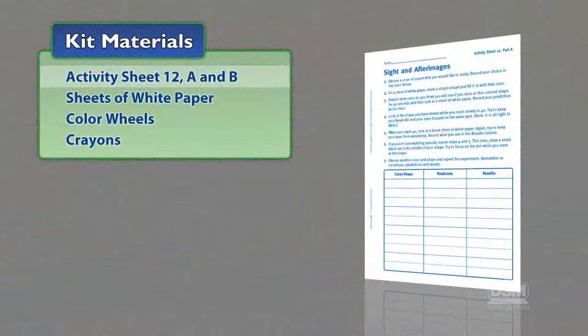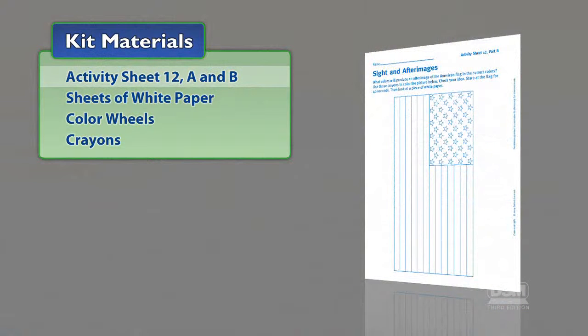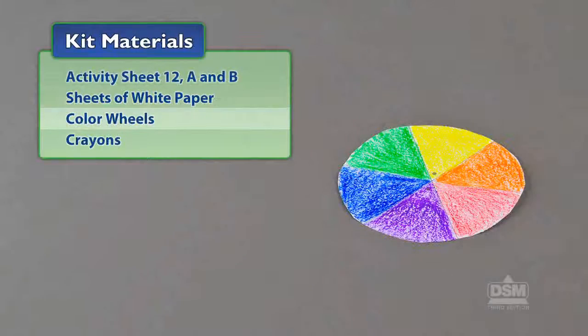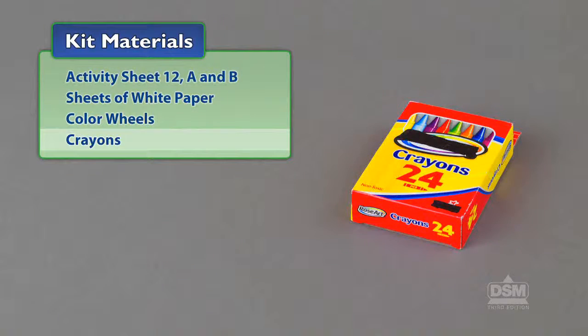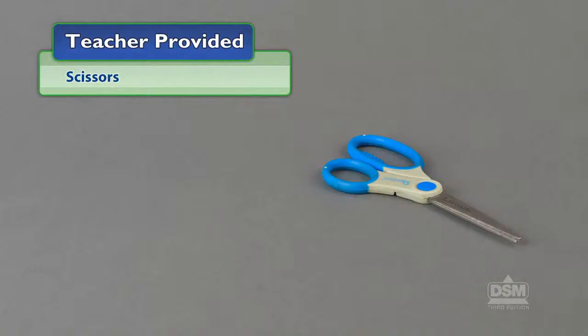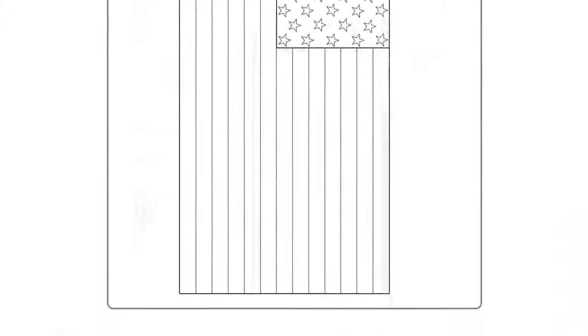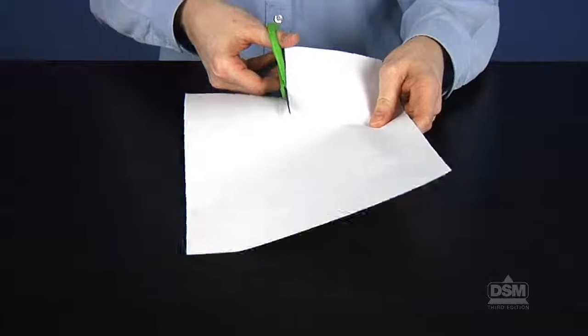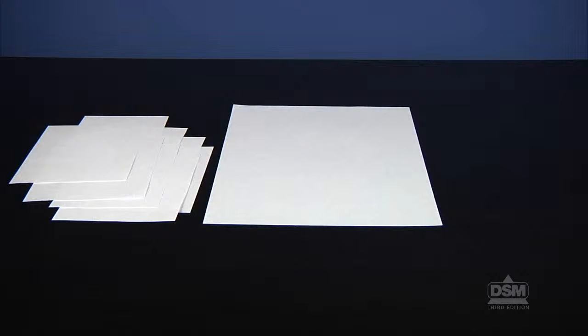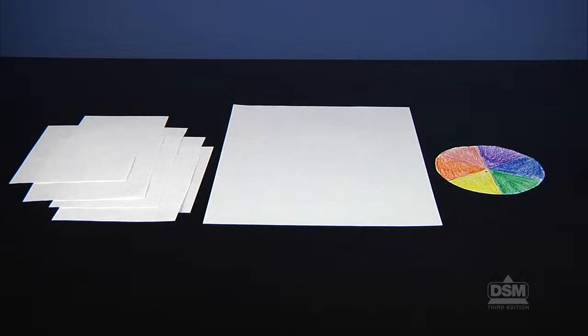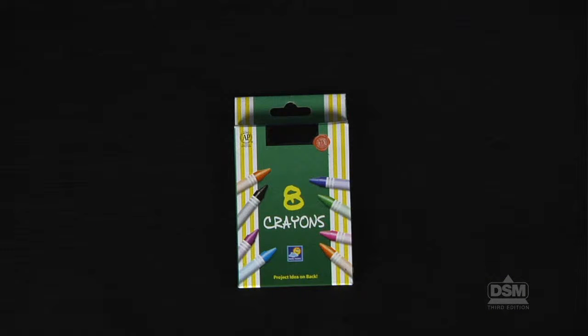You will need the following materials from the kit: Activity Sheet 12, Parts A and B, sheets of white paper, color wheels, and crayons. You will also need to provide scissors. To prepare for the activity, make a copy of Activity Sheet 12, Parts A and B for each student. For each student, cut 2 sheets of white paper into quarters. Each student will need 8 quarters of white paper, a full sheet of white paper, and his or her color wheel. Each team of 2 will need 1 box of crayons.